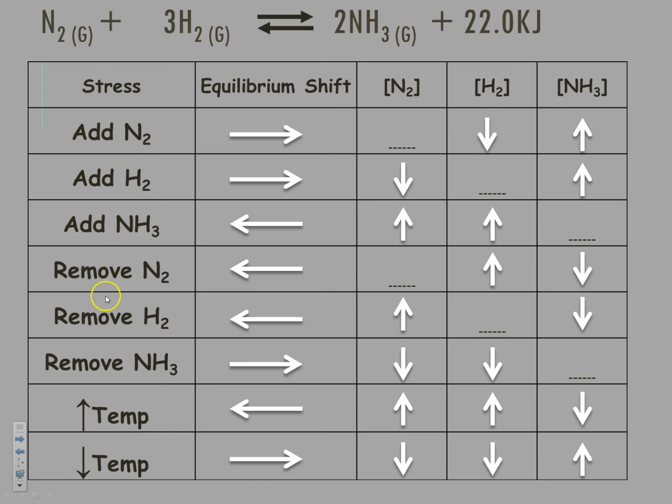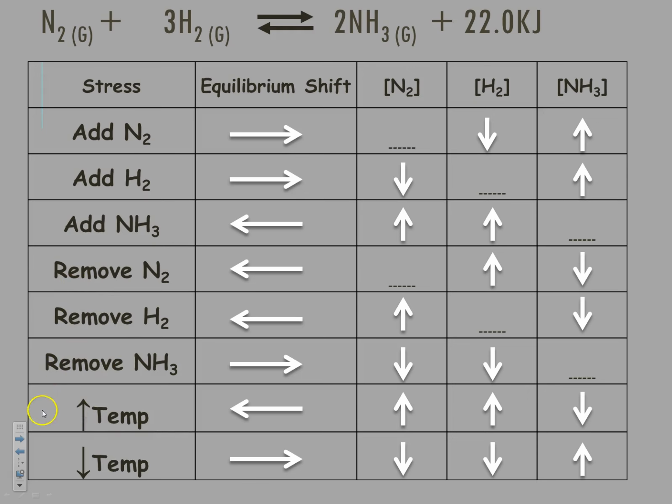Similarly, now if we're removing N2, it's going to try and replace what we're removing. So we take this N2 away. It's going to shift in such a way to increase the N2 to try and counteract what we're doing. So it's going to be going to the left to replace that N2, which means that the amount of H2 is going to go up as the reaction proceeds left, and the amount of NH3 is going to go down because it's consuming NH3, generating N2 and H2. So I think you can follow along with the rest of those there.